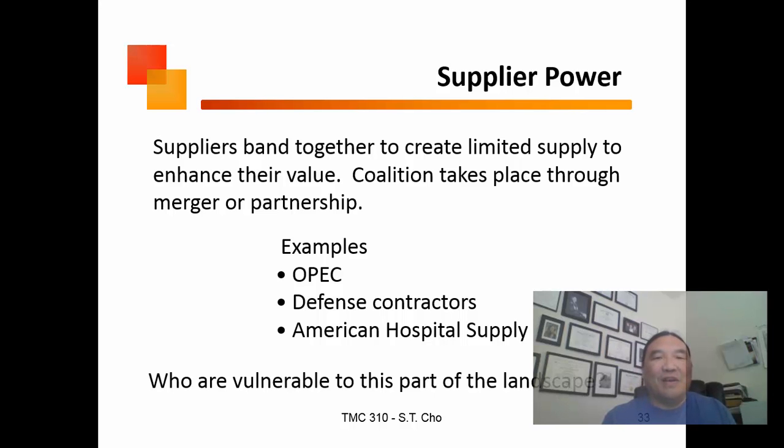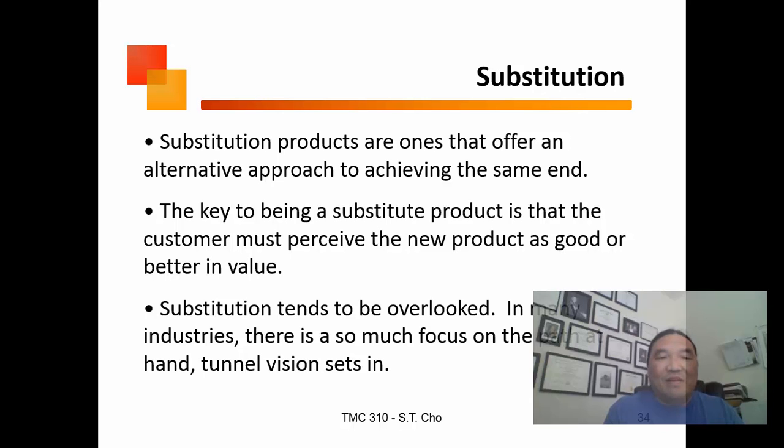Supplier power. This is why it's bad when all these companies merge, because when you only have a few competitors, they all collude together. Look at the airline industry. If Southwest hadn't come along, where's their incentive to drop prices? American will just set their price the same as United and so on and so forth. The people who are vulnerable to this part of the landscape are people who basically don't have a lot of options, and that's why you need to create them.